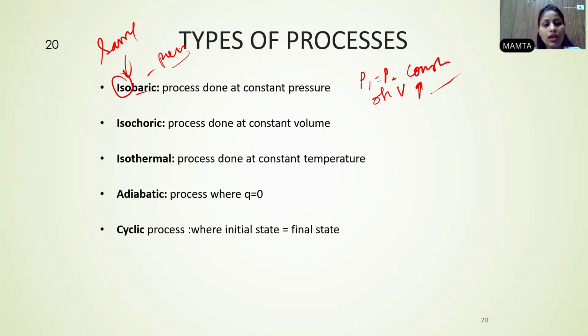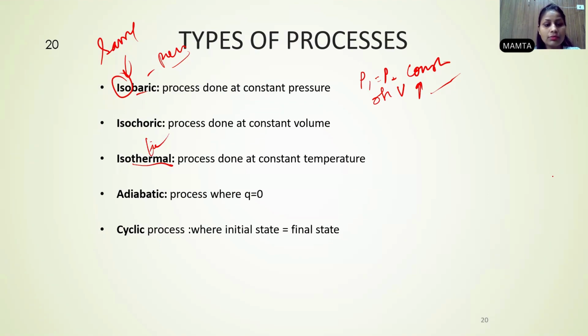Next we have isothermal. Here thermal means temperature. In an isothermal process, temperature is taken as constant. The system exchanges heat with its surroundings to maintain a constant temperature. So pressure and volume of the system can change during the isothermal process.